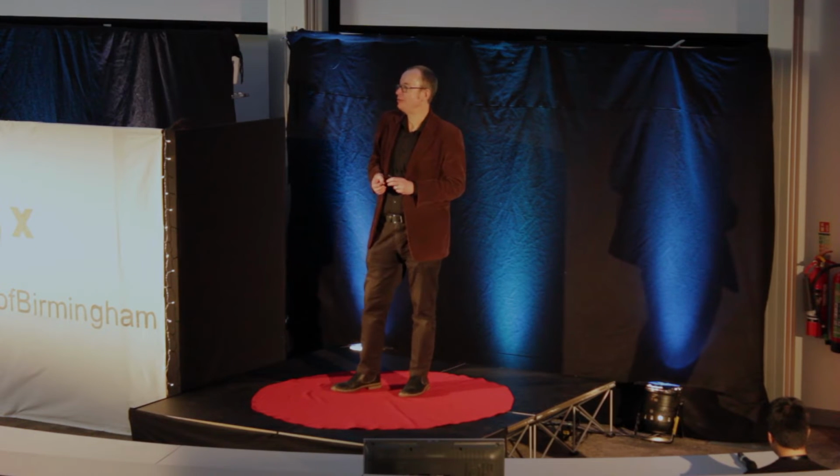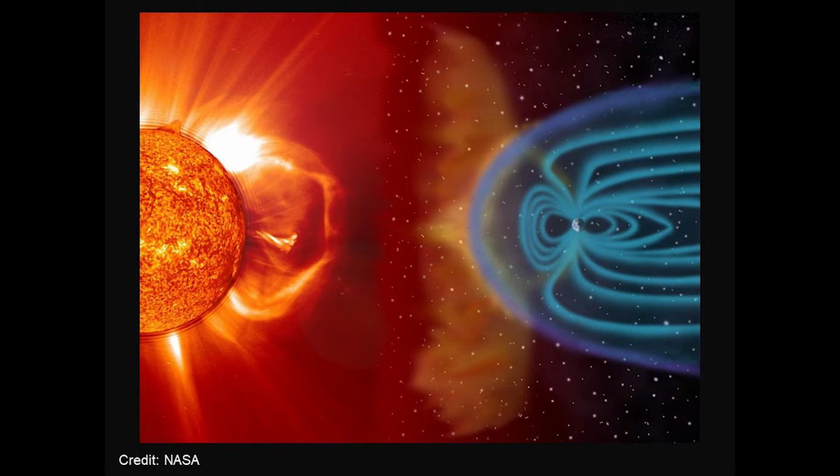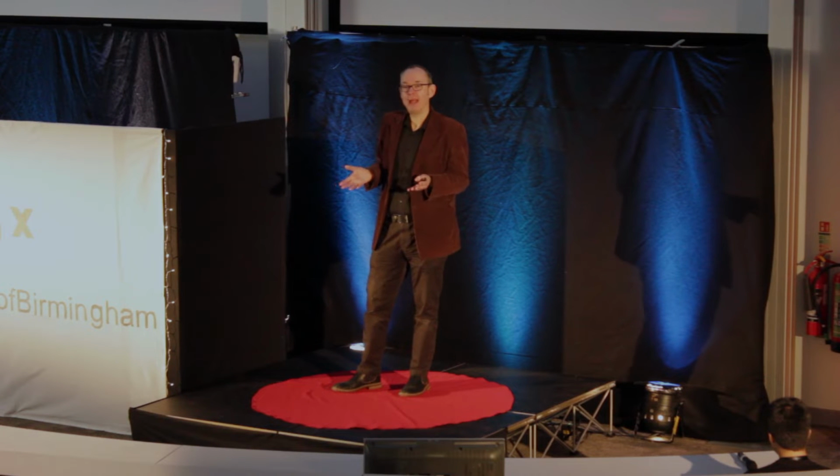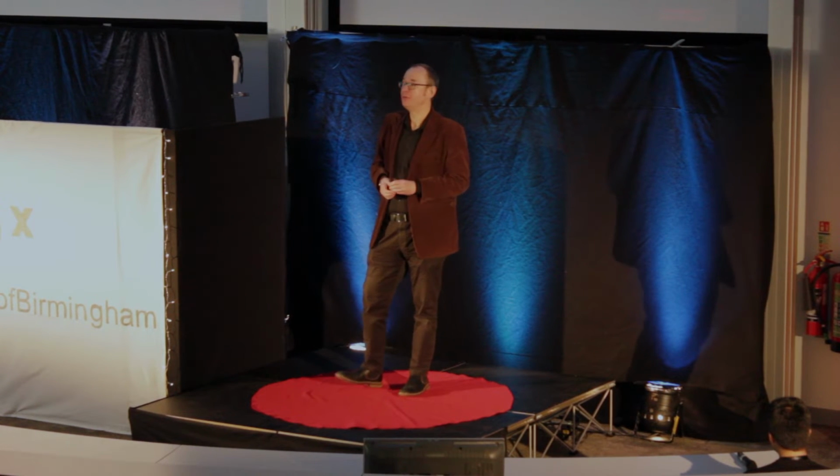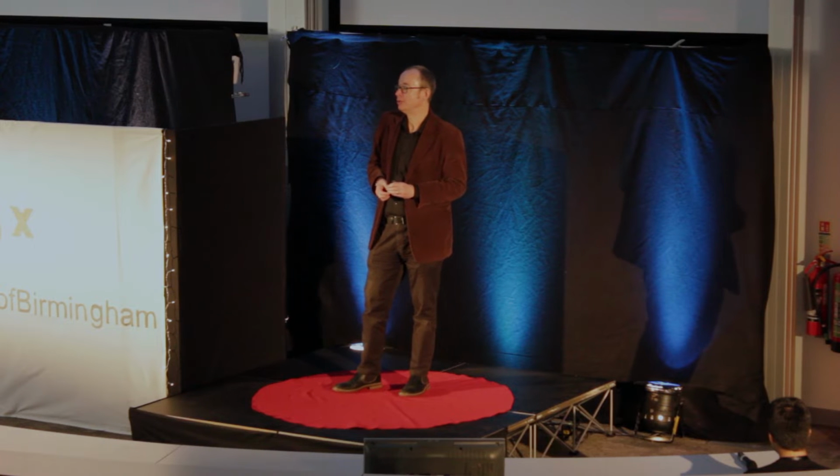So that's shown schematically on this image here, where we've got the sun on the left, producing its emissions, and then on the right, we've got the Earth and its magnetic field. Now, when those emissions interact with the Earth's magnetic field, we get the beautiful phenomena of the northern and southern lights, the aurora borealis and the aurora australis.